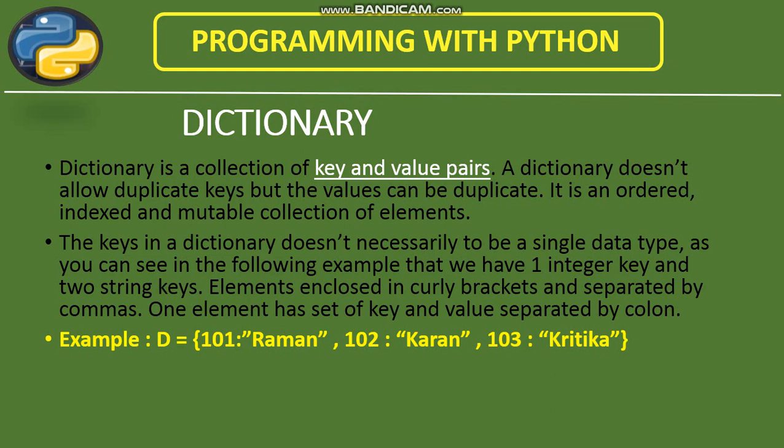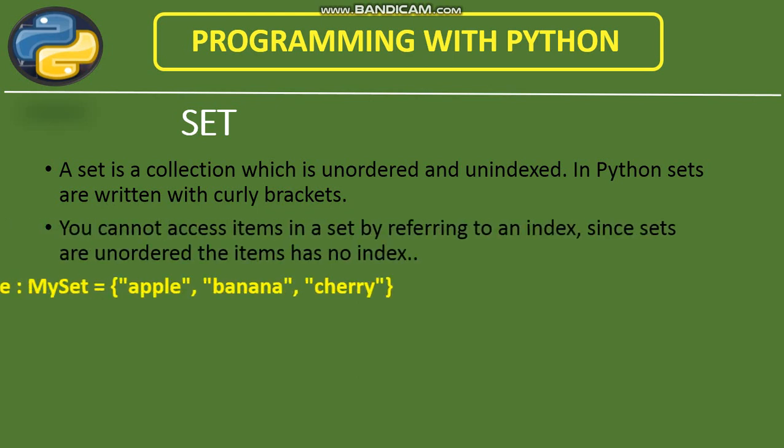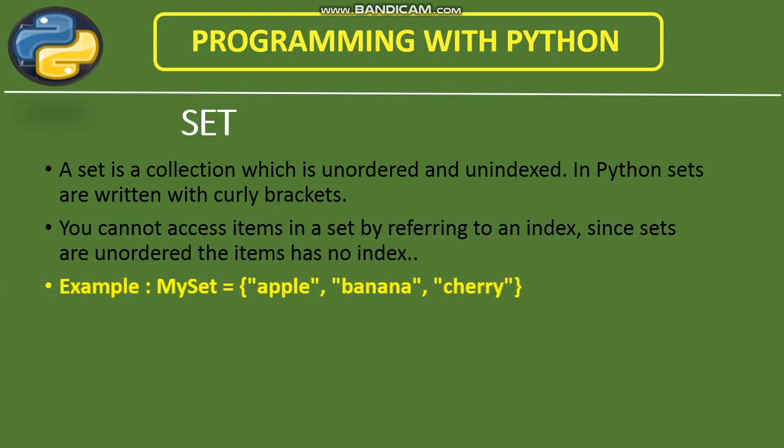For example, here d equals {101: 'Raman'}. 101 is the key, Raman is the value, and accordingly you can understand other data. Set is another important type. It is a collection in which unordered, unindexed numbers or data can be stored. A set of values can be stored like this.